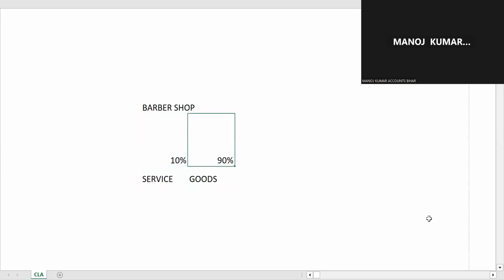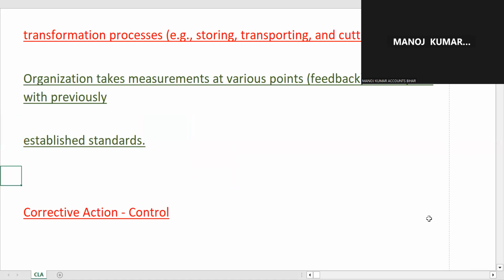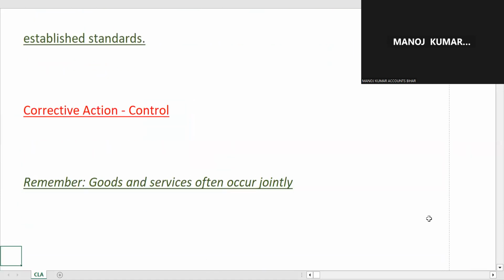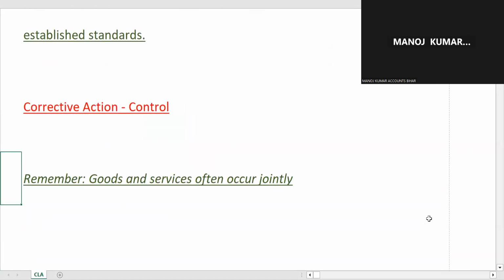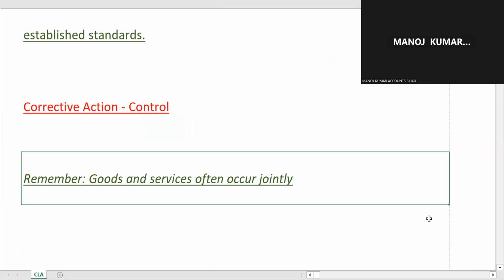But both will be there in a product, right? Both will be there in a product. There is no product in which you do not have a service element at all or a goods element at all. It can be very less, but it will be there. So this is called goods and services occurring jointly.